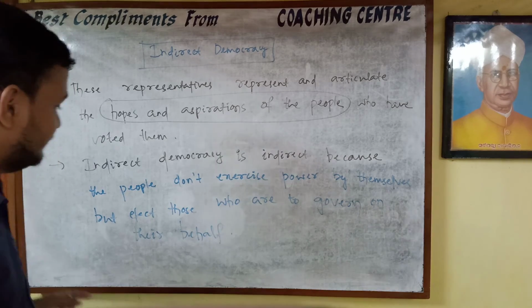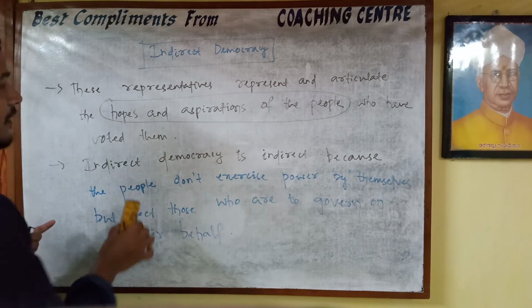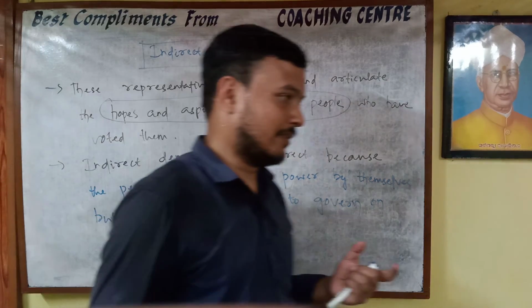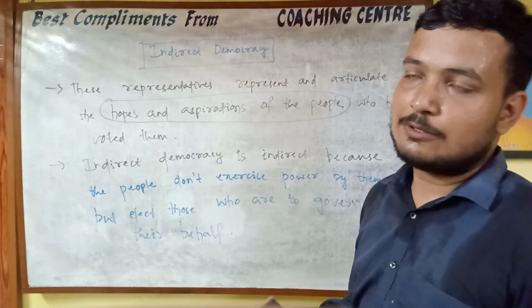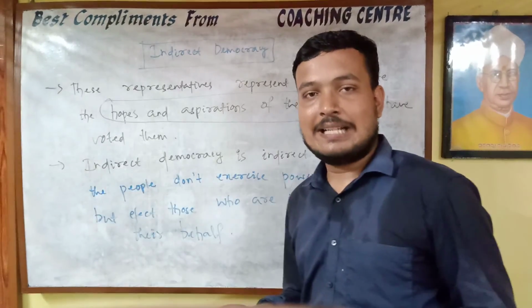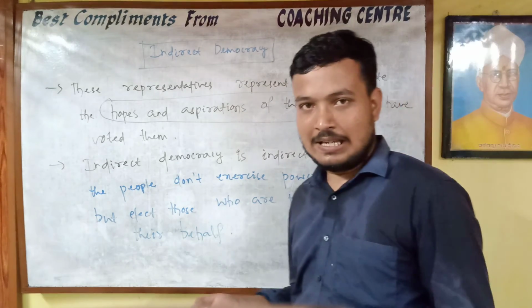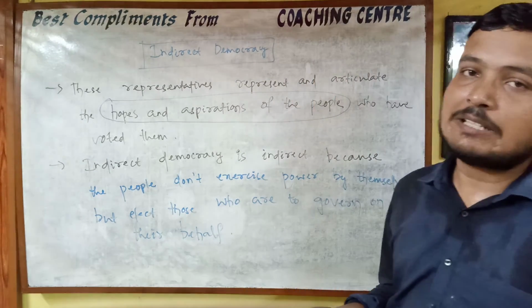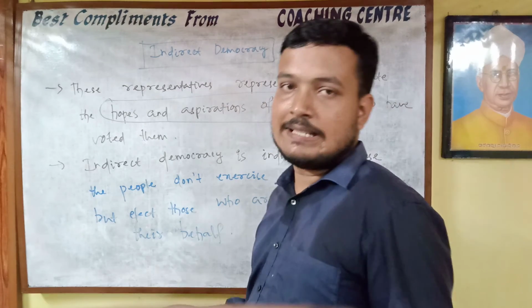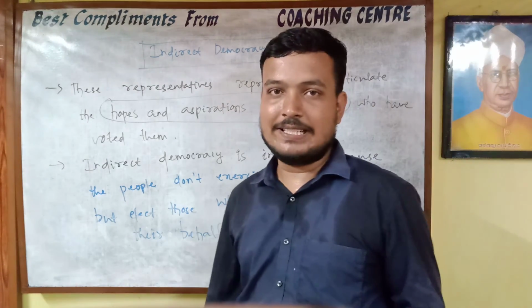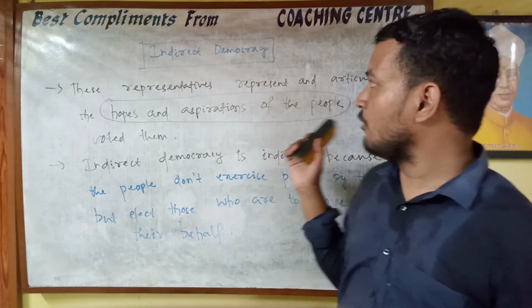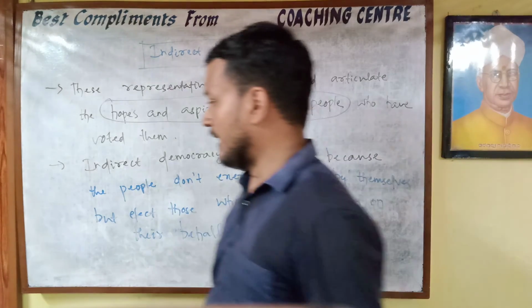So what we have studied today: we discussed types of democracy. There are 2 types of democracies: direct democracy and indirect democracy. In the case of direct democracy, we discussed the 3 devices: referendum, initiative, and recall. And this is all about indirect democracy.